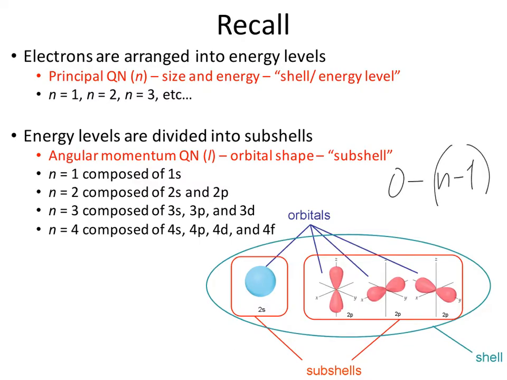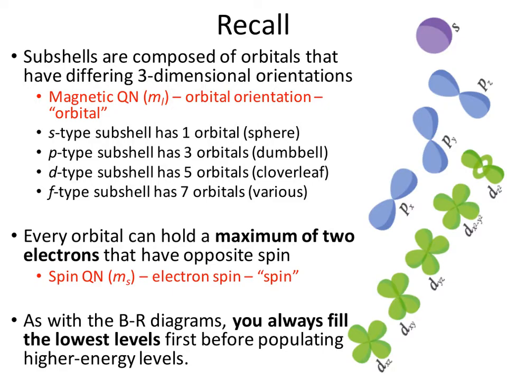We also have our third quantum number, which is our magnetic quantum number, and that is any value from negative l to positive l. And that shows the orientation in 3D space. And finally, our last one is our ms, and that shows the electrons.